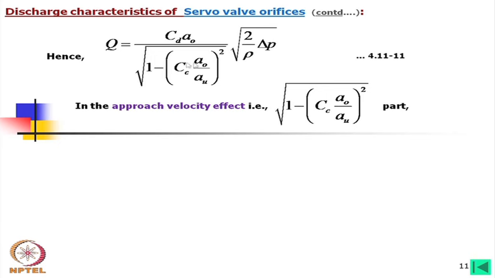However, this quantity is called the approach velocity effect, because it is related to the area at the upstream, but again you should note that the contraction coefficient is associated with that. So, if this ratio is significant, we have to know this contraction coefficient to calculate this part.